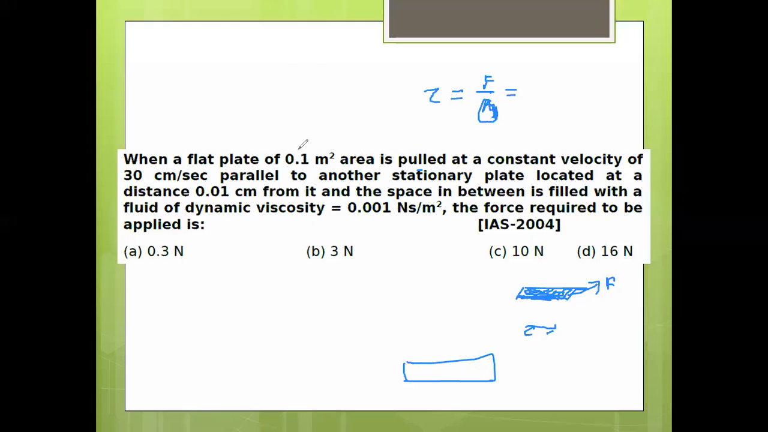That area is also given in the problem. Flat plate of 0.1 meter square area. So put that area here. By using this equation, tau is equal to mu into du by dy, we will get the value of tau, and once you get the value of tau, multiply it with this area and you will get the final value of F. Solve this and put your answers in the chat box.